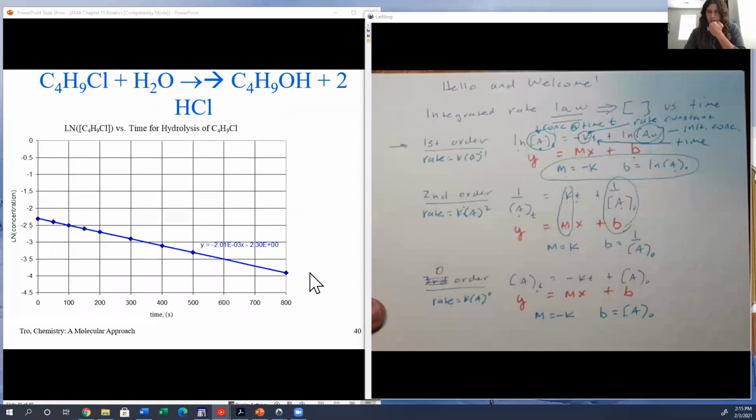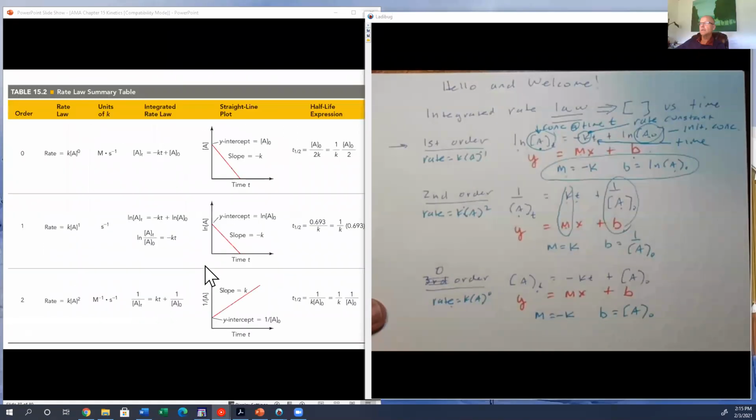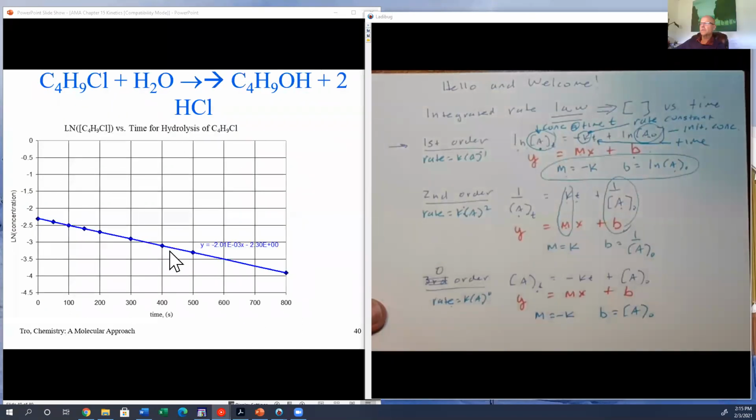Is it second order? No, let's go back to here. First order. It's first order because it's negative k, the natural log of A versus time. If I plot that and I get a straight line, then I know it's first order. So I know that this reaction is first order.